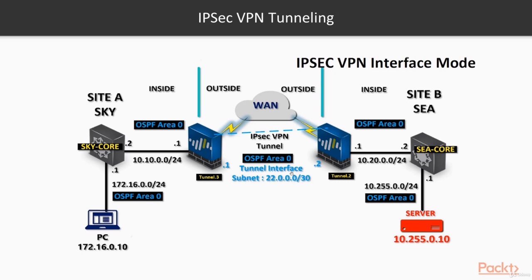So let's go ahead and configure the IPsec tunnel in tunnel mode. And what we're going to do, we're just going to update the existing tunnel and add an interface IP in both locations, then enable OSPF end-to-end. Okay, so let's get started.